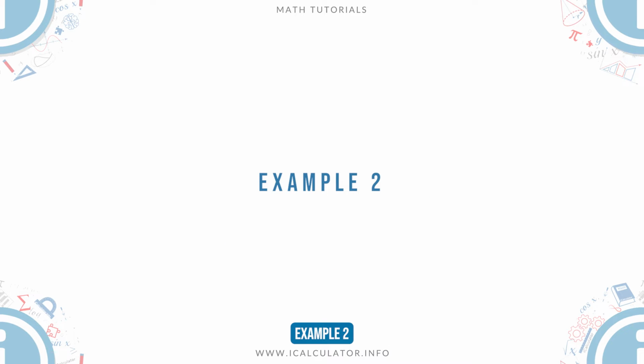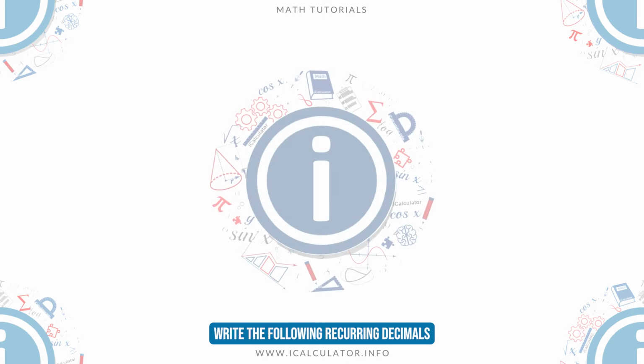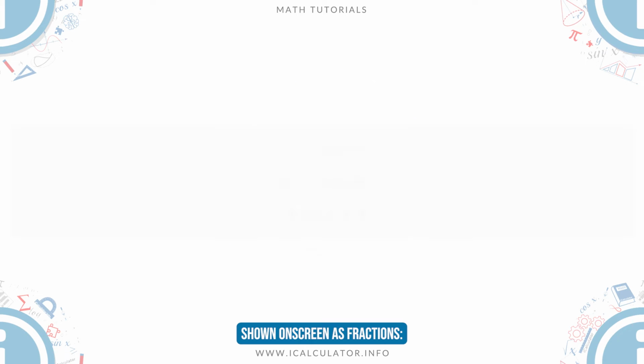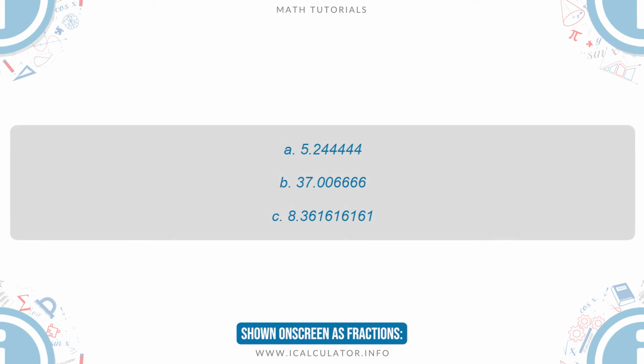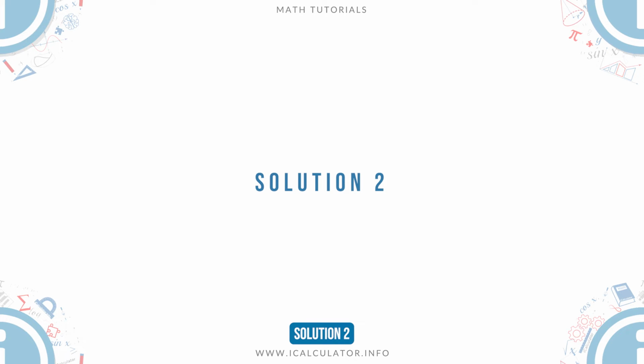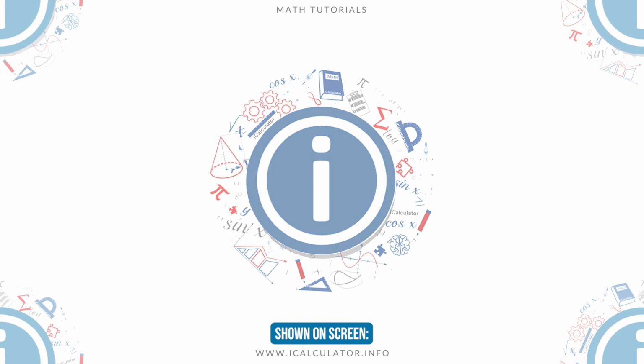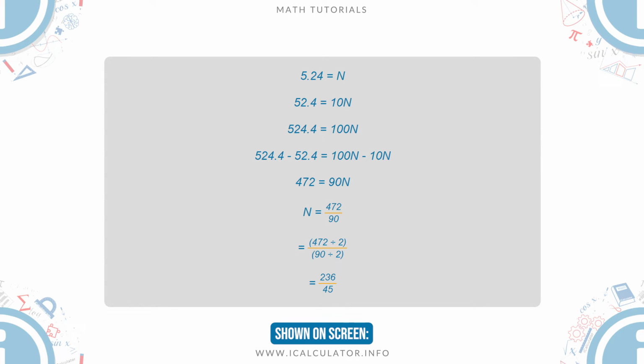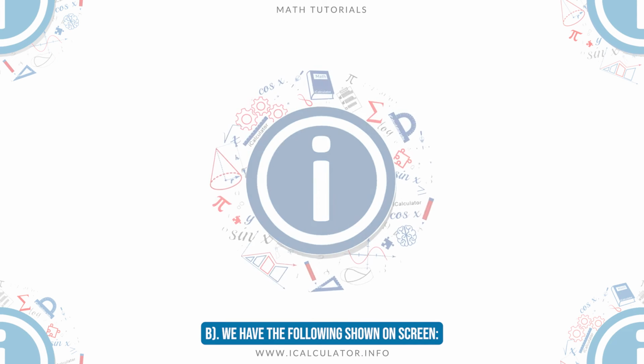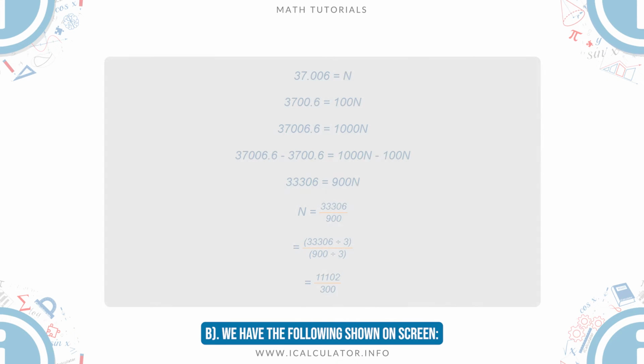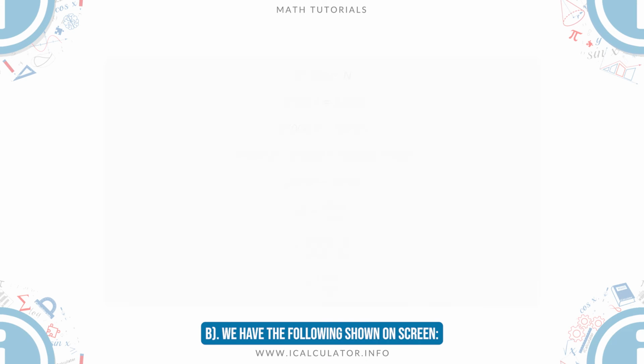Example 2. Write the following recurring decimals shown on screen as fractions. Solution 2. A. We have the following shown on screen. B. We have the following shown on screen. C. We have the following shown on screen.